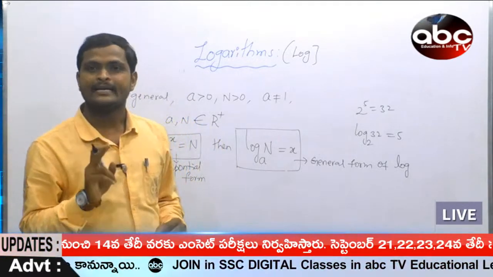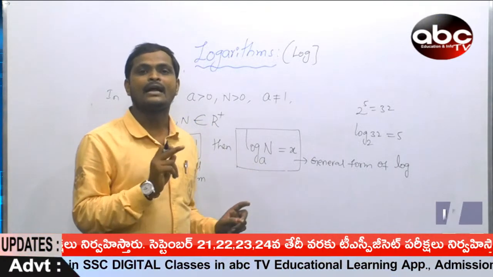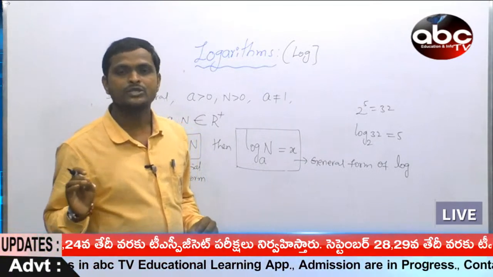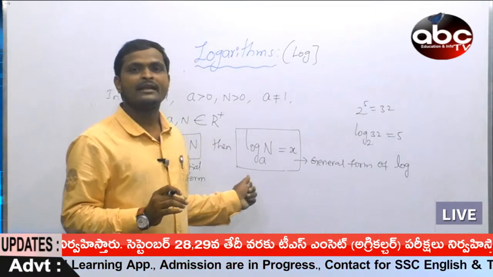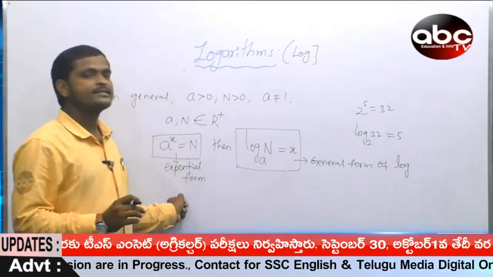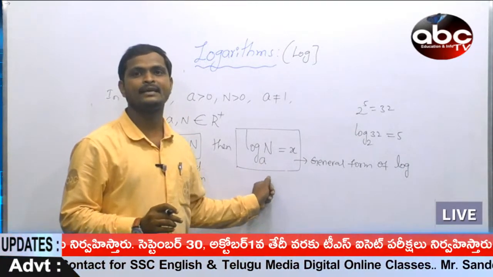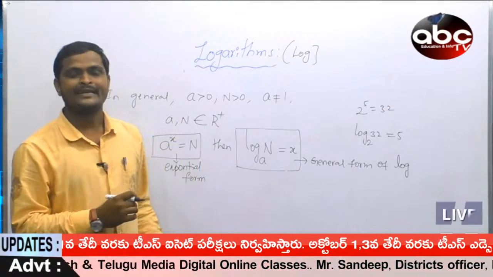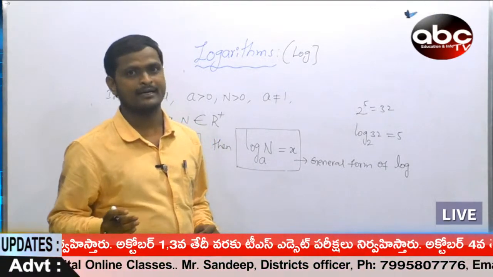A greater than 0, n greater than 0, and what is the condition here? A not equal to 1, where a and n belong to real positive numbers. Then a power x is equal to n is the exponential form. Then the general form is log n to the base a is equal to x. Is it clear, students? Now the next topic is properties of logarithms, or laws of logarithms.